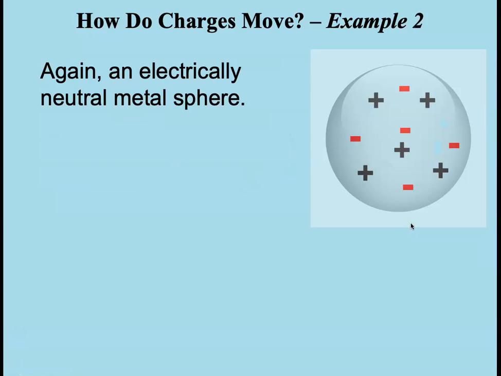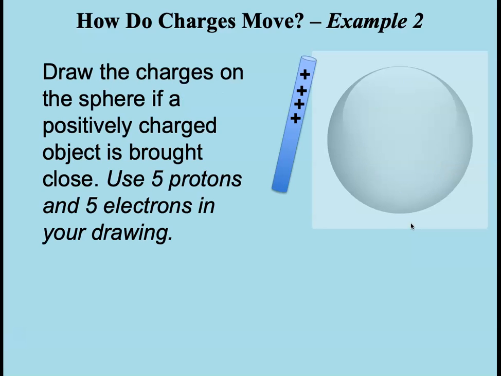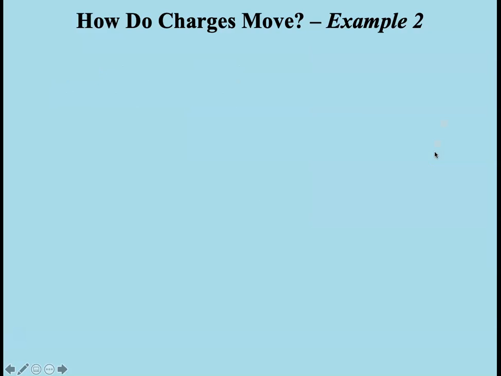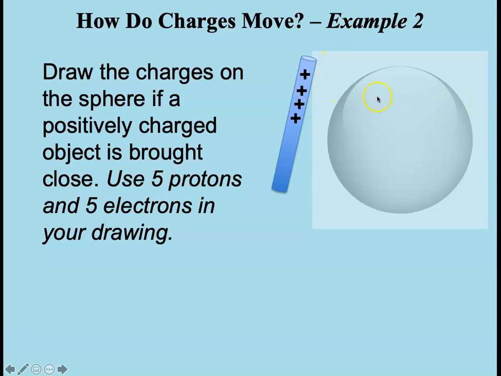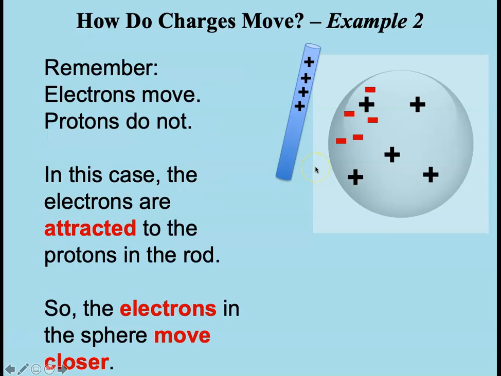Now we have our metal sphere again, and let's bring a positively charged object near it. Well, remember, protons don't move, so the protons inside of this metal sphere are going to stay where they were. The electrons move. So if I bring a positive charge here, well, negative electrons are attracted to that positive. So you see that the 5 electrons in here move towards the positive rod that's coming near it.